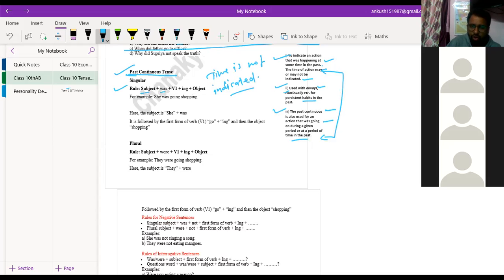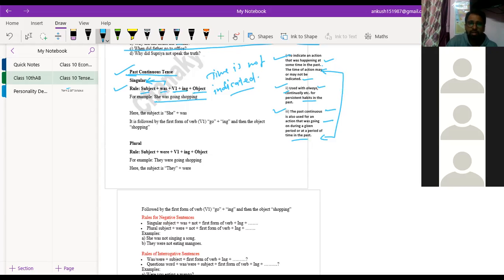Subject plus was in singular format. Okay, was is used with singular number. And V1 plus ing form of the main verb, and an object is required when it is very necessary to convey the message by the verb only. For example, she was going shopping. She was going shopping, or you may say that she was going for shopping. Okay, this also can be used over there.